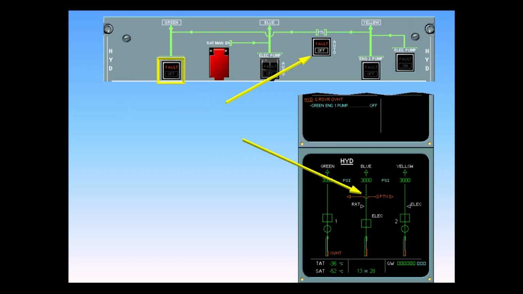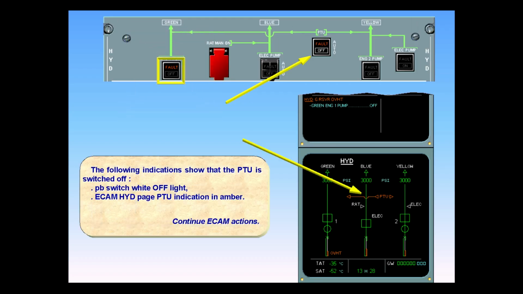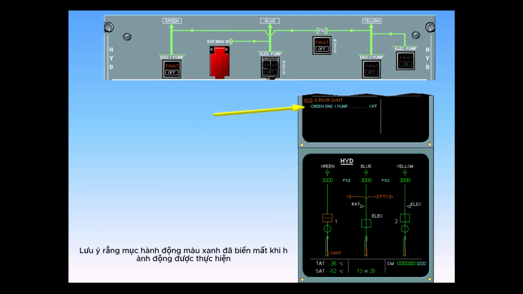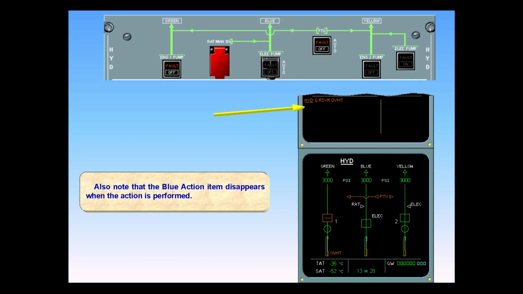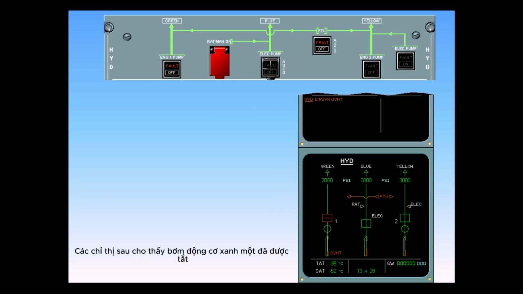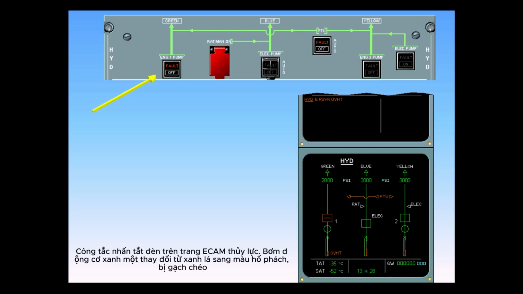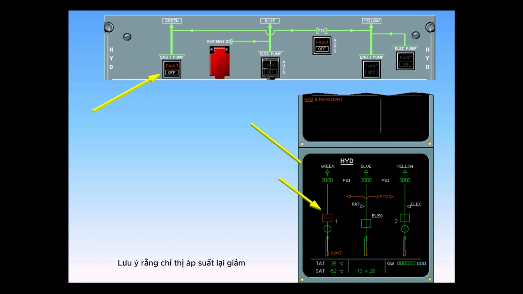Continue ECAM actions. Also note that the blue action item disappears when the action is performed. The following indications show that the green engine 1 pump has been switched off. Push-button switch off light. ECAM hydraulic page green engine 1 pump has changed from green inline to amber crossline. Notice the pressure indication is dropping. Again, notice that the blue action item has disappeared.